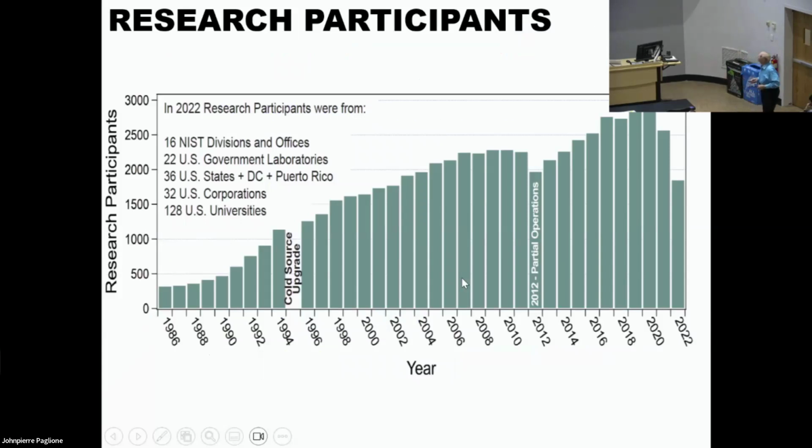So here's a number of research participants. Back here in the Stone Age, there weren't a lot of people that came through. Then we got the first guide hall, and then we got the second guide hall, then we got COVID, and then we shut down. Right now we're shut down, and we expect to be back up in operation by the summer. So this is tailing off.